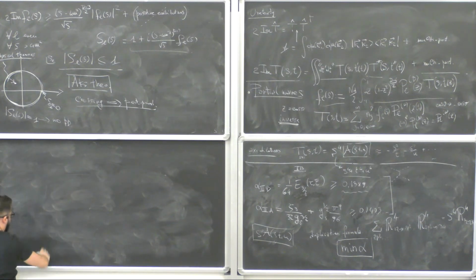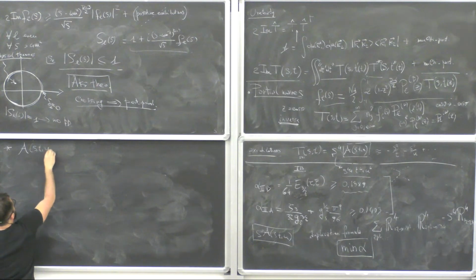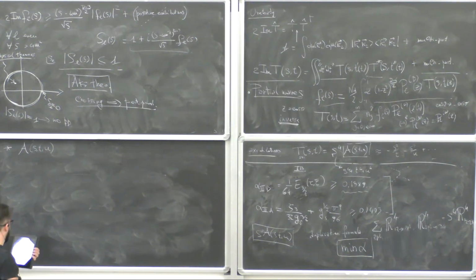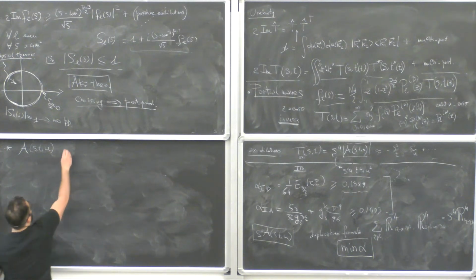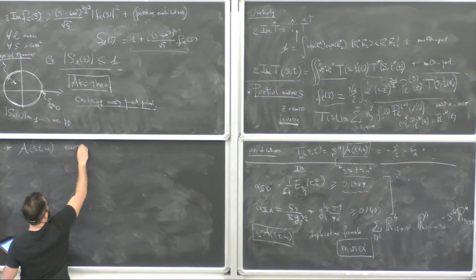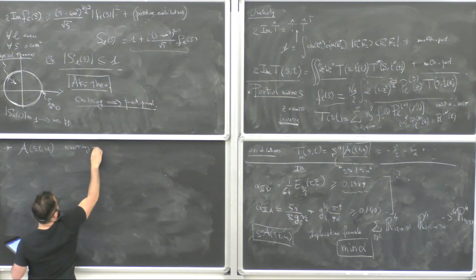So let me summarize. What we do, we have this function of A of S, T, U, which is crossing symmetric, that we write down with some ansatz. These ansatz take care of crossing plus analyticity.